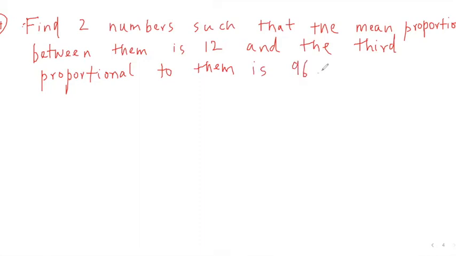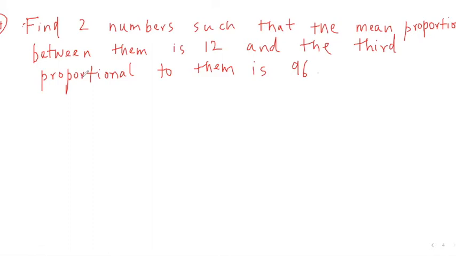So I'm just reading out the sum. I've written it down. Find two numbers such that the mean proportional between them is 12 and the third proportional to them is 96. Any breakthroughs? When they say mean proportion, like the previous sum, is it 12 that way?